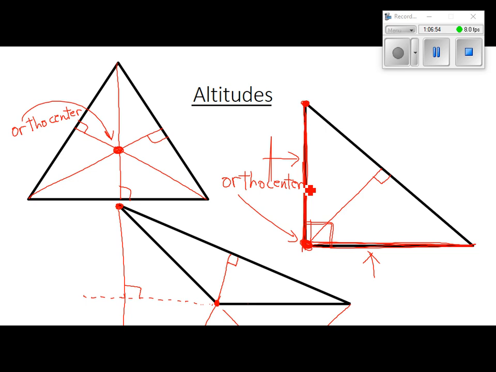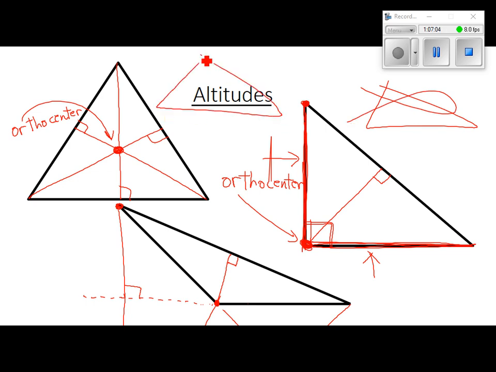Is it always going to be that way? No. We could have some other triangle, but of course I drew a right triangle. I don't know if I can draw anything other than that. Not really. So this one's going to come straight down here. This one might come over here, something like that, and form a right angle. That orthocenter is going to be somewhere like in there. Different for every triangle.